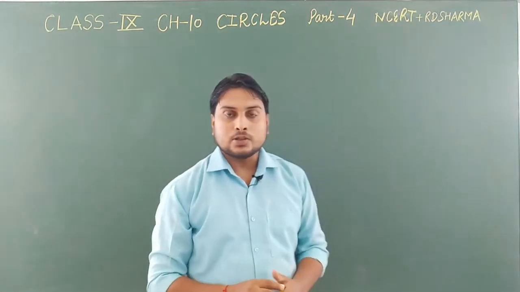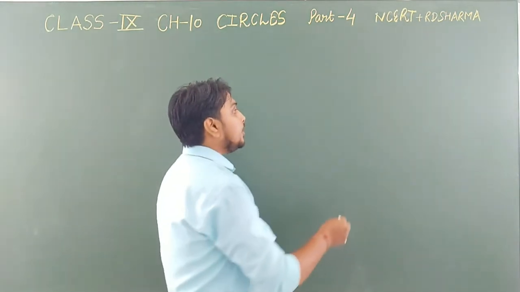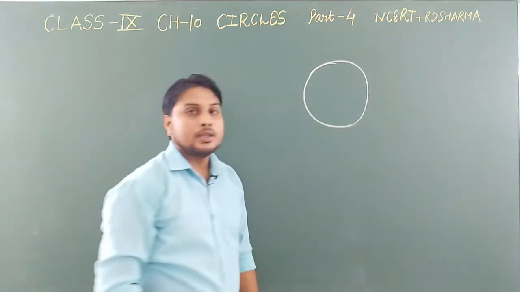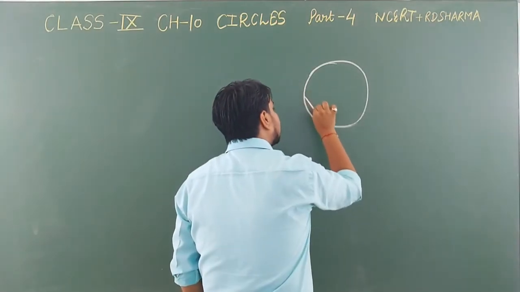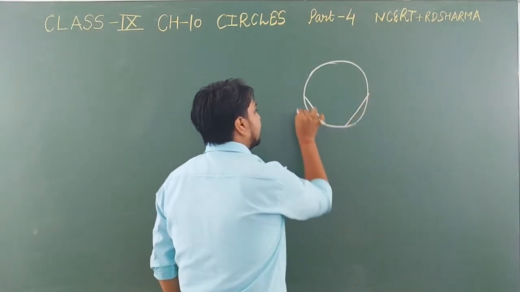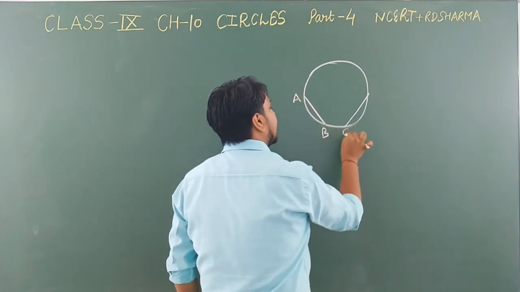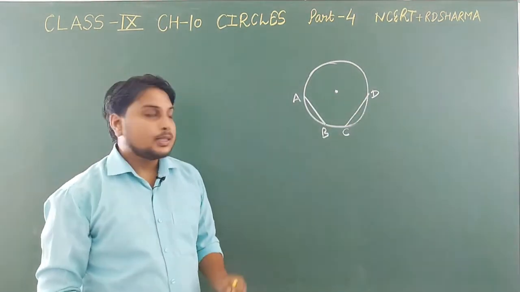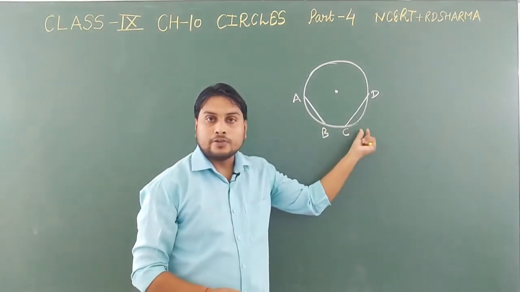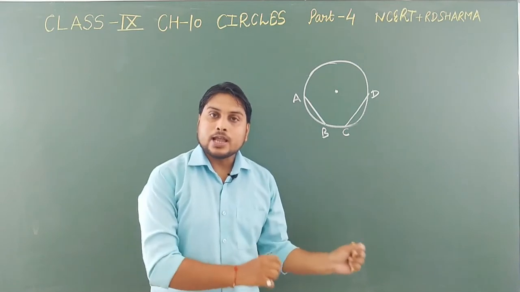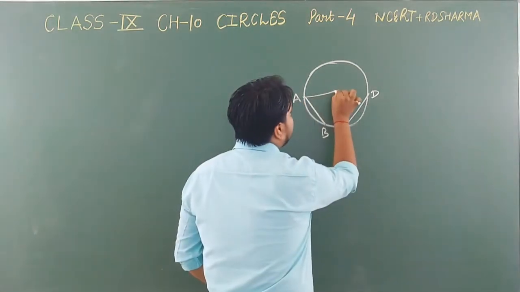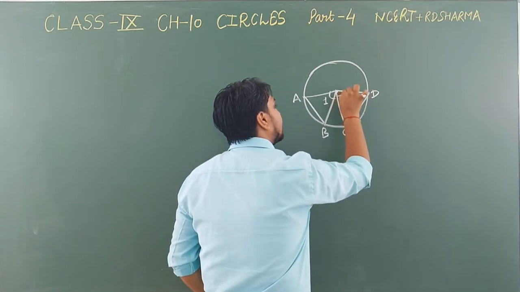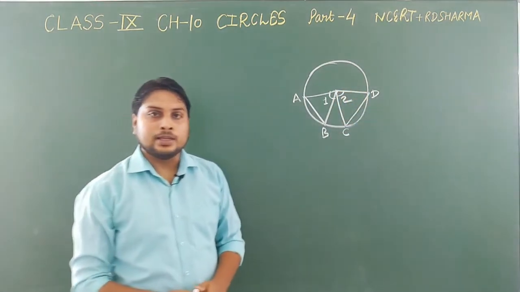What were the theorems? What was the statement of the theorem? The first theorem is, if there is a circle, and in this circle there are 2 chords, the chord AB and the chord CD. The statement of the first theorem was that equal chords of a circle subtend equal angles at the center. Means this angle, suppose it is 1, and this angle, suppose it is 2, these 2 angles will be equal.